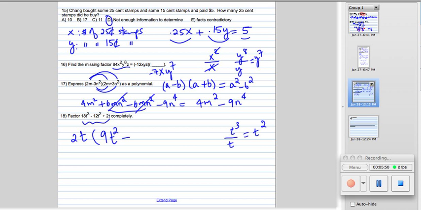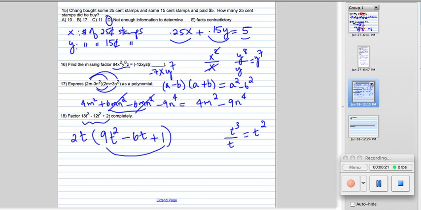Now 12 divided by 2 is 6. T squared divided by t is t. 2 divided by 2 is 1, and t divided by t is 1. Don't forget to put this plus 1. That you have to put. Okay, now we're going to factor. You might notice that this is a perfect square trinomial. If you don't notice, we can just go ahead and factor it the way we normally factor quadratic trinomials.